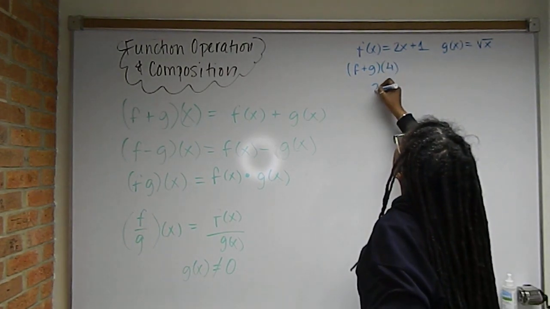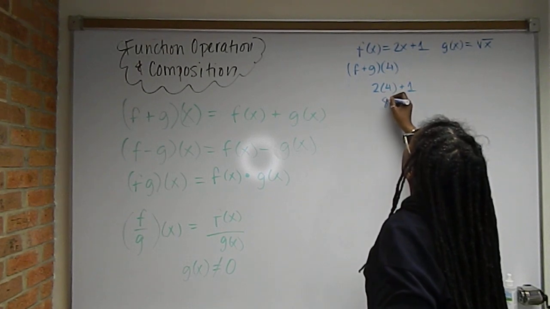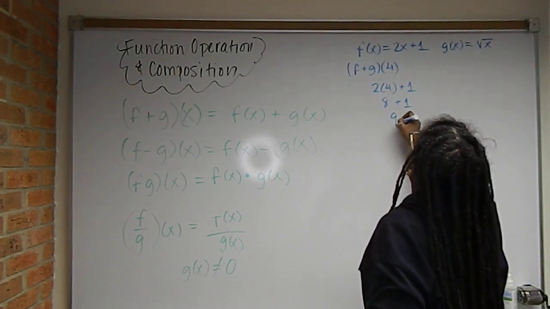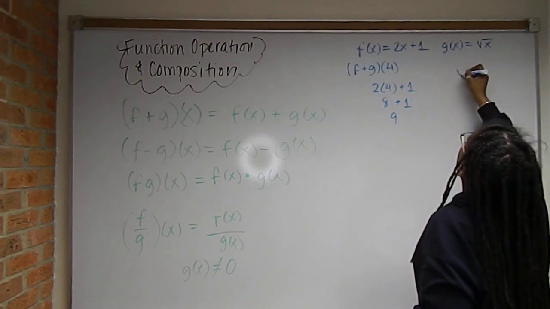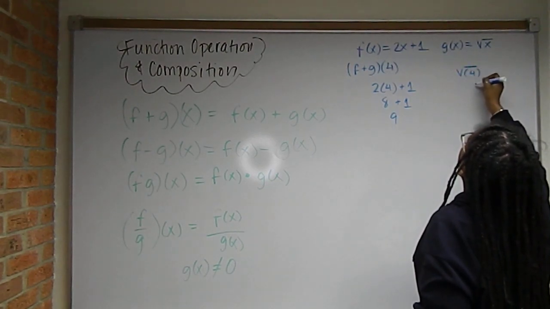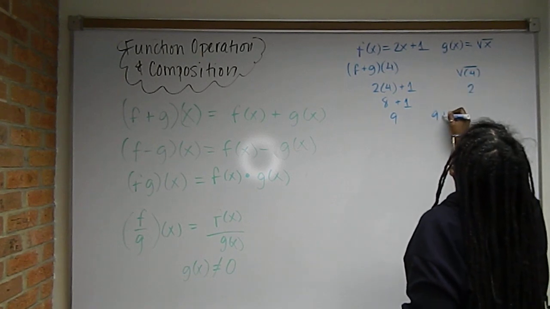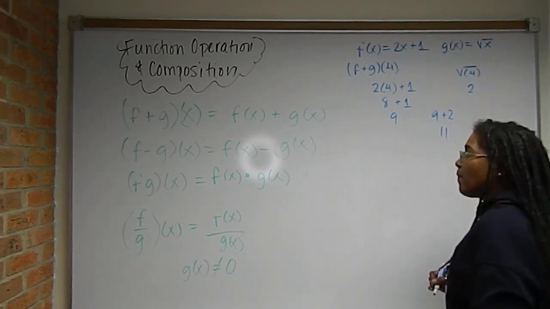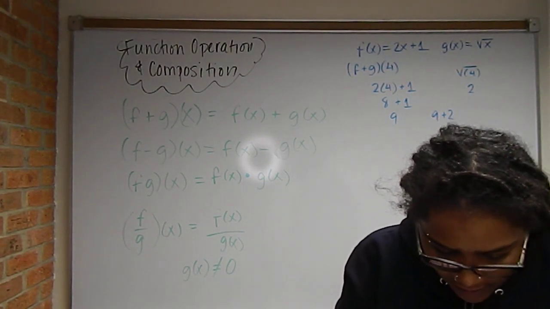f of 4: 2 times 4 plus 1, 8 plus 1, 9. g of 4: then we got the square root of 4, right? Which is 2. 9 plus 2. Bam. Just like that.